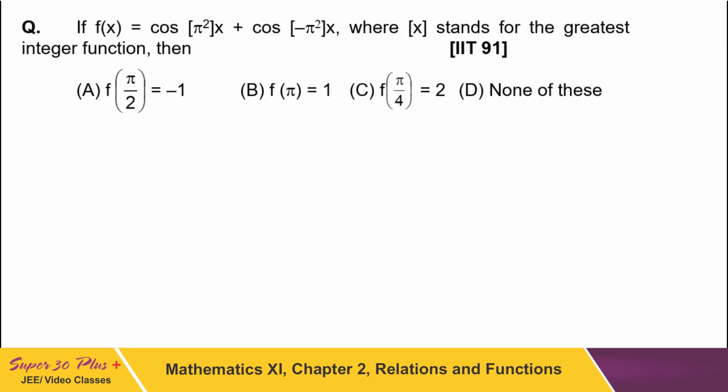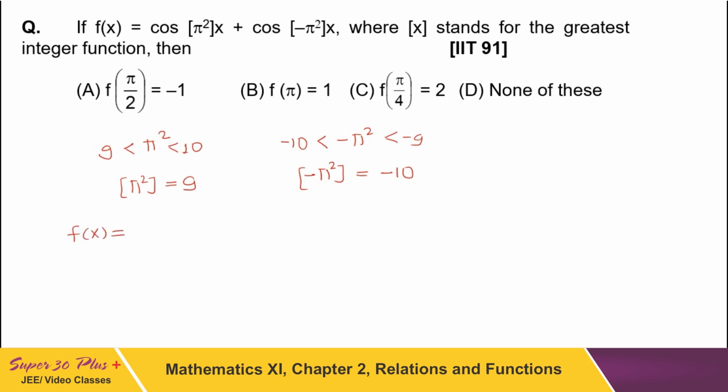Now what is the value of pi square? Pi square lies between 9 and 10 because the value of pi is 3.14. Similarly, we can say minus pi square lies between minus 10 and minus 9. The greatest integer of pi square is 9 and the greatest integer of minus pi square is minus 10. Now we have to put these values in the question. f(x) is equal to cos 9x plus cos 10x, because there is no effect of the minus sign on the 10x. That's why it is cos 9x plus cos 10x.